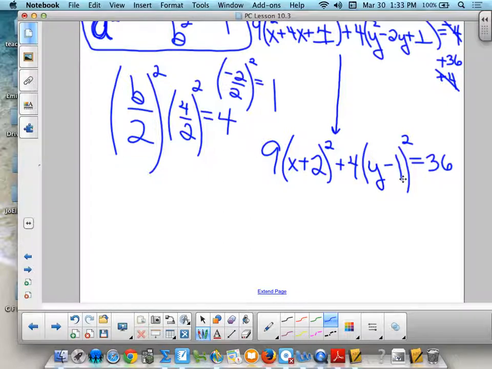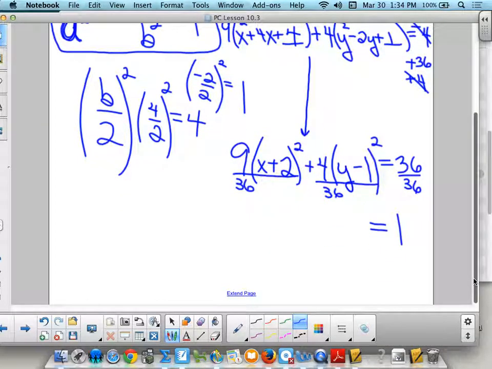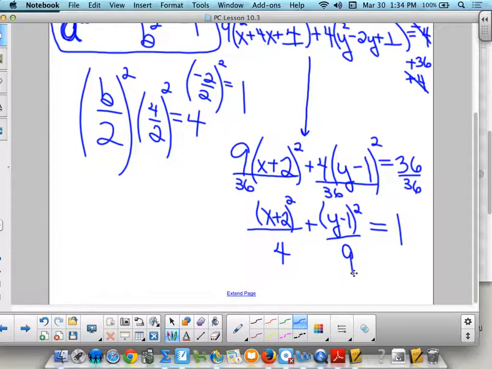All right. Does this equation look like what I want right here? Not quite. You see that 1 over there? Get the far right side to be 1. Just divide by 36. Now you get your 1. And you'll notice 9 over 36 and 4 over 36 reduce to what? X plus 2 squared over 4, y minus 1 squared over 9.